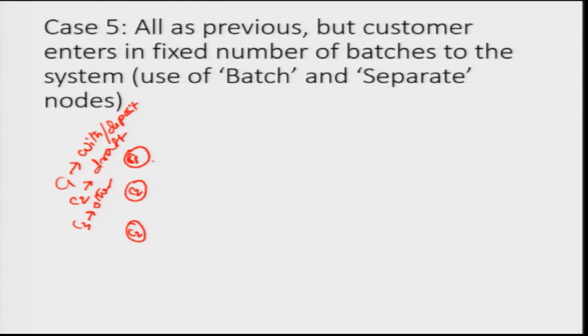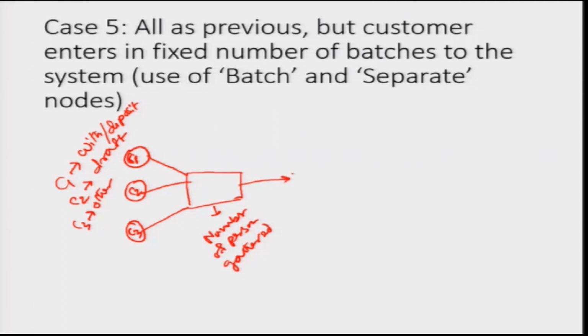Previously, C1, C2 and C3 directly entered the bank and went to the process, but in this case they do not directly enter the bank. They first need to sit in, for example, a waiting room, and until a number of persons have gathered, they cannot enter the bank.